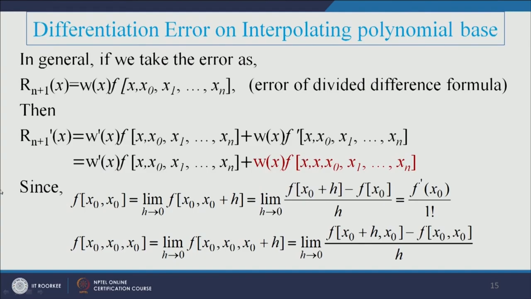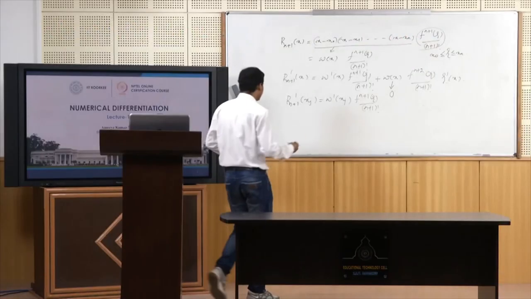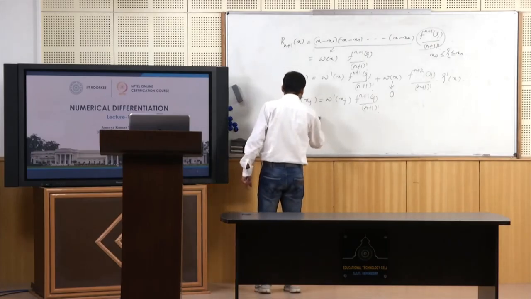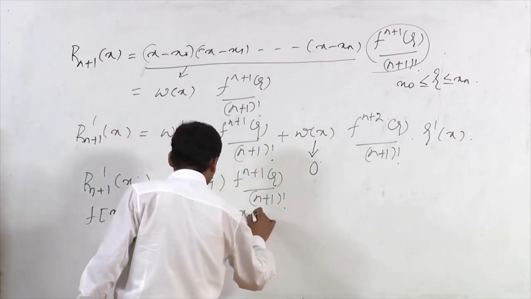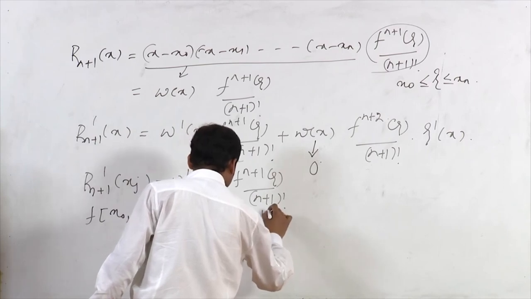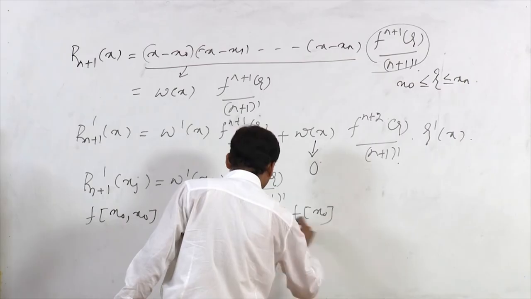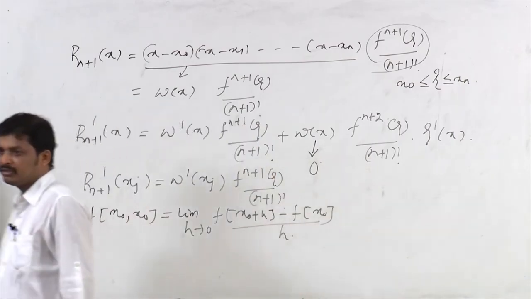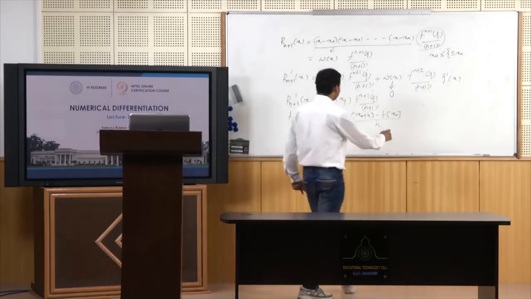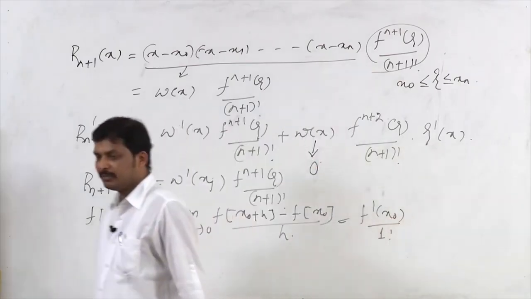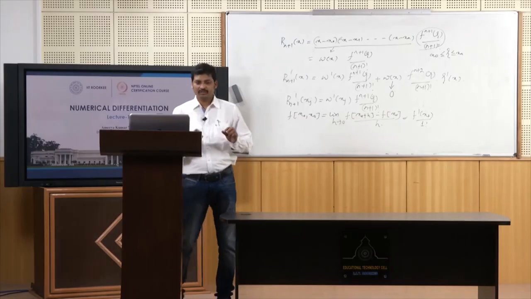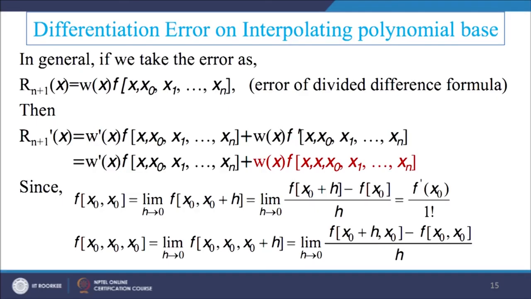Why is it coming? If you see here f[x_0, x_0], usually it is written in the form of limit h tends to 0 of f(x_0 + h) minus f(x_0) divided by h here. And obviously, this can be written in the form of f'(x_0) divided by 1 factorial. Similarly, we can write f[x_0, x_0, x_0], three arguments, if it is placed. We can write this as limit h tends to 0 of f[x_0 + h, x_0] minus f[x_0] by h.